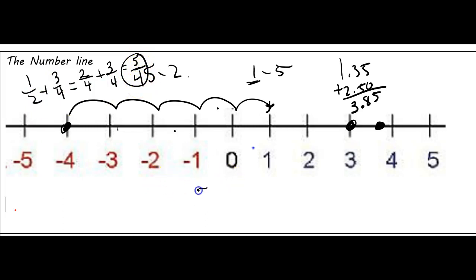And if you're trying to put 5/4 on the number line, remember that that's the same thing as 1 and 1/4, and so it would go right about there, okay?